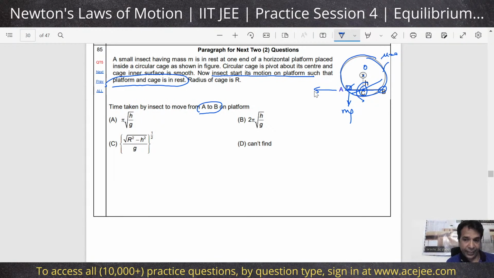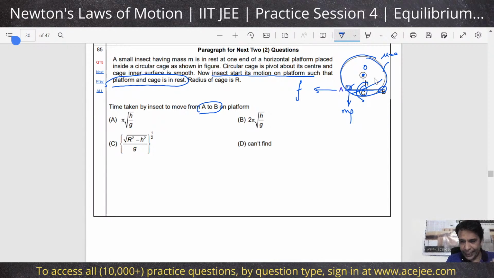Now, if you look at the forces acting on the platform, you have mg acting in this direction, and then you have the frictional force acting in the backward direction. Now, if you were to write down your torque balance about this point, what will you see?